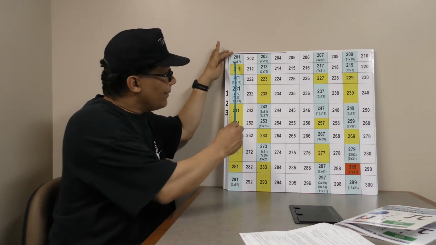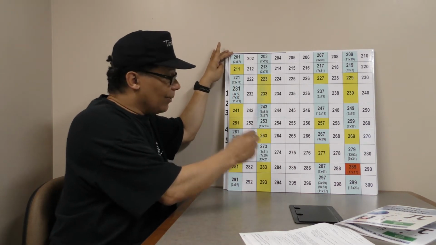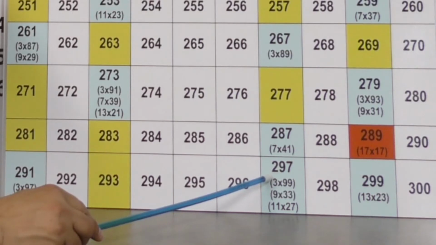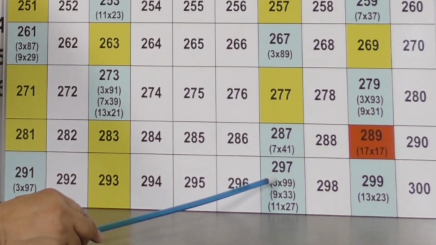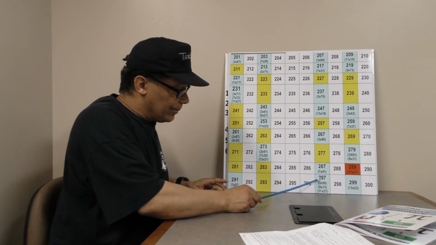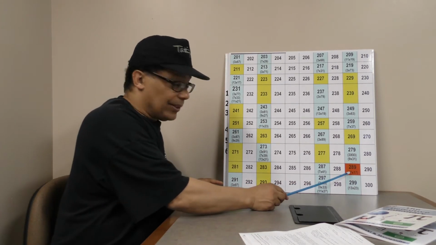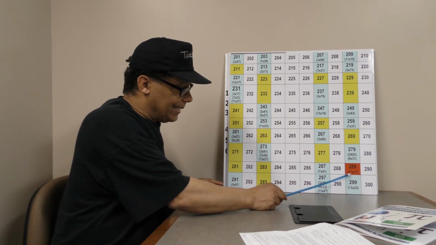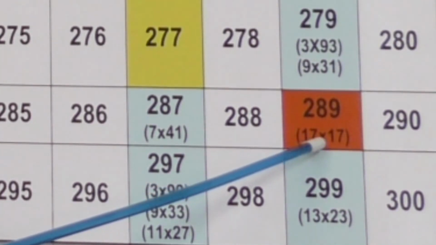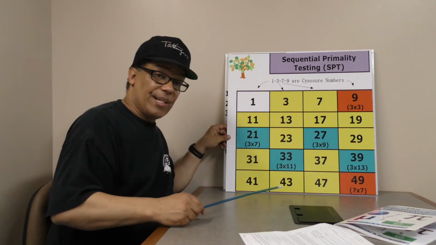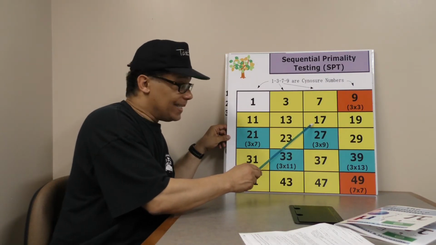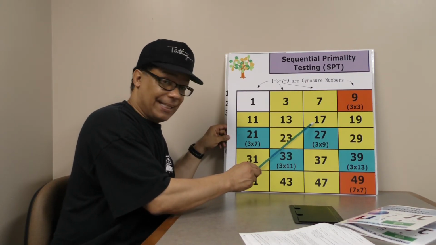Here we have the cynosure set from 201 to 300. Let's choose as a prime possible the number 297. Now we take the square root of 297, and the closest cynosure square is 289, 17 times 17. We know that 17 is the upper bound for 297.